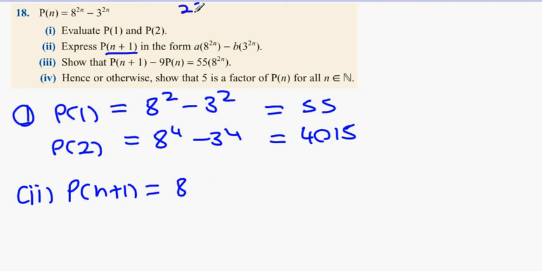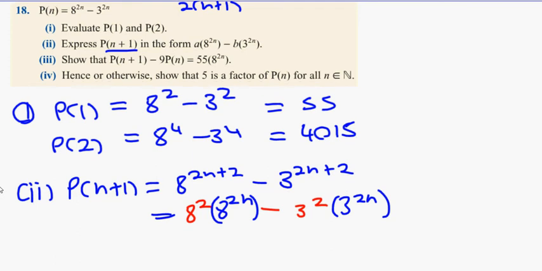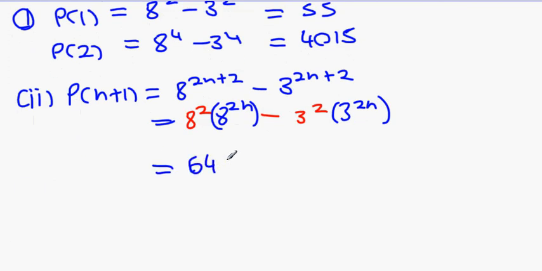Now 2 times n plus 1 is going to be 2n plus 2 minus 3 times 2n plus 2. Separate out the powers and we're going to get 8 squared, and then we're going to get 3 squared, and then we're still going to have 8 to the 2n and 3 to the 2n. And once we've done that, what happens next is 64 by 8 to the 2n minus 9 by 3 to the 2n. And so that's our answer for that one, 64 and 9.